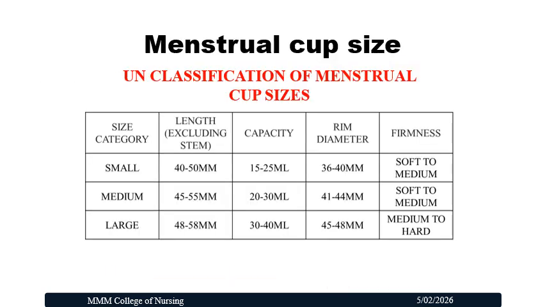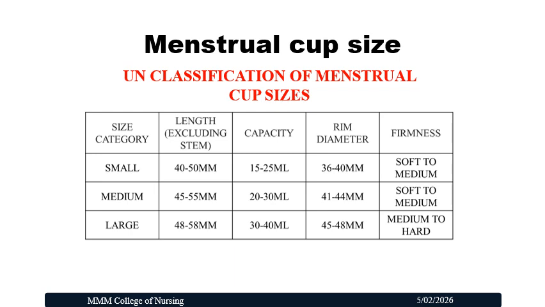The menstrual cup sizes are small, medium and large. Small is 40 to 50 mm in length, 15 to 25 ml capacity, rim diameter 36 to 40 mm, and firmness soft to medium. The second size category is medium: the length is 45 to 55 mm, capacity is 20 to 30 ml, rim diameter is 41 to 44 mm, and the firmness is soft to medium.